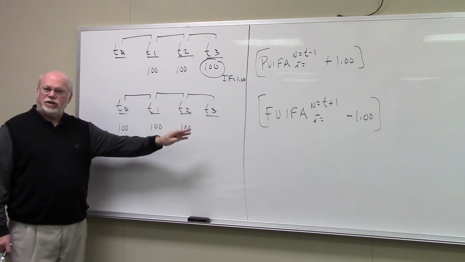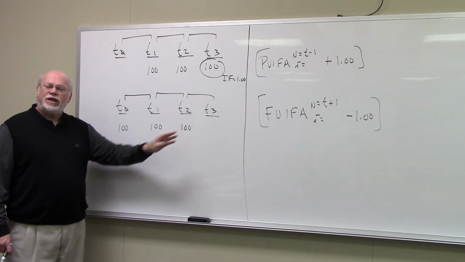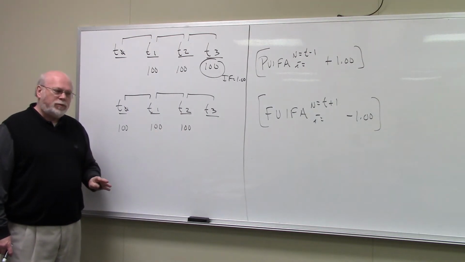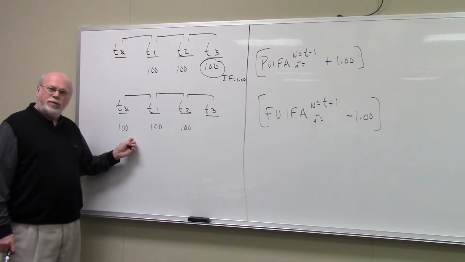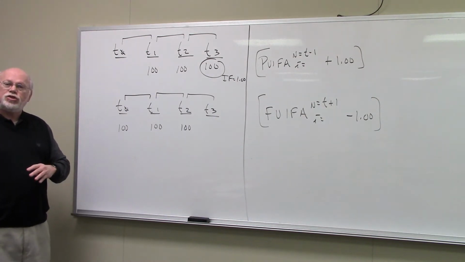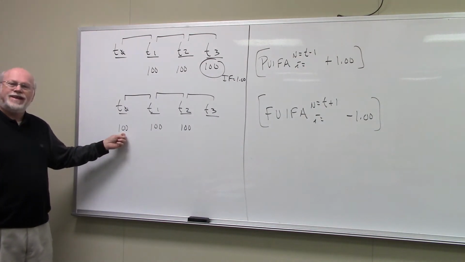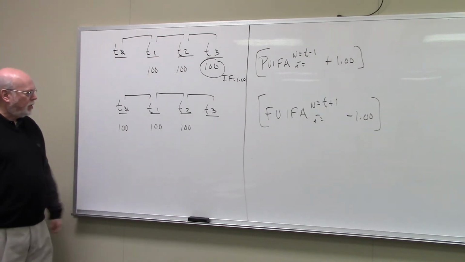Long story short, with annuity dues, for future value, each payment earns 1 more time period's interest. And again, that's why when you go to talk to a financial planner and tell them you want to start saving money, they say, great, I think you should start today, with an annuity due. That's the way they're going to suggest that you save money.